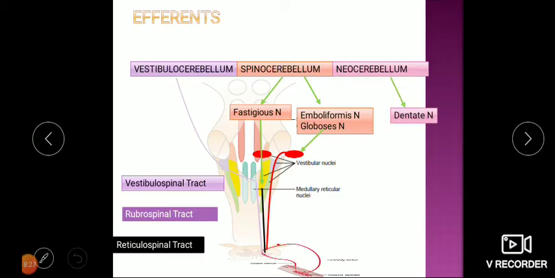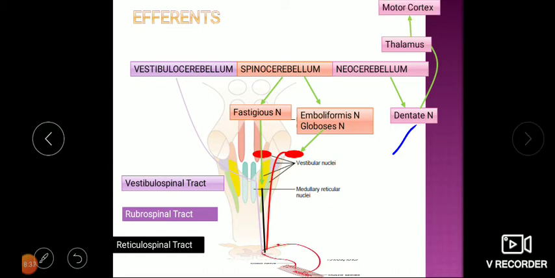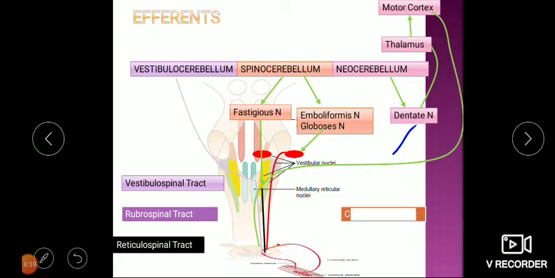And the neocerebellum or cerebrocerebellum has connection with the dentate nucleus. It will give output to the thalamus, from here to the motor cortex, and from here our corticospinal tract. So like this, these three segments of the cerebellar cortex: the vestibular cerebellum has connection with the vestibular nucleus and vestibulospinal tract.